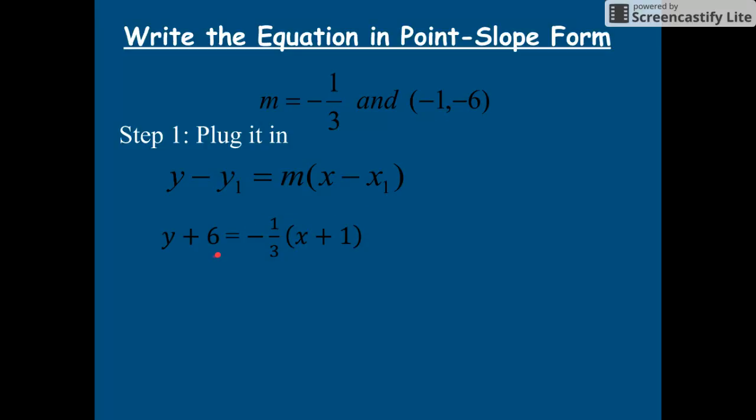So y plus 6 equals, we need to fill in for m. M's negative 1/3, so I just brought that down. Always bring down that x. And again, we had a negative number right here, so we're going to add 1. And guys, that's all you do. There's nothing else to it. You're just filling it in.